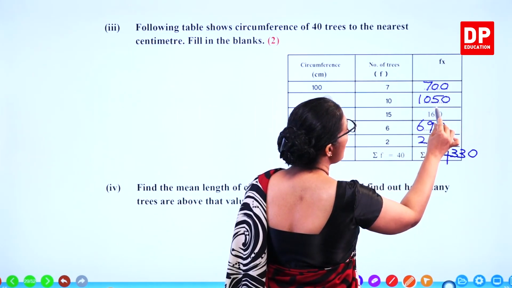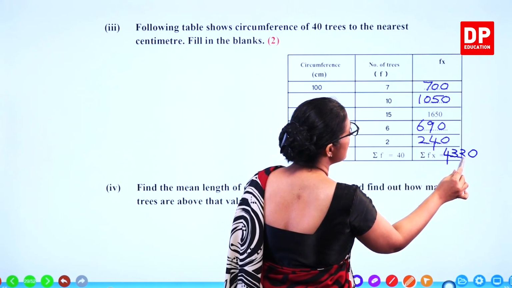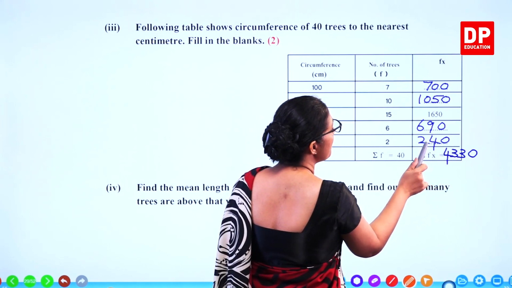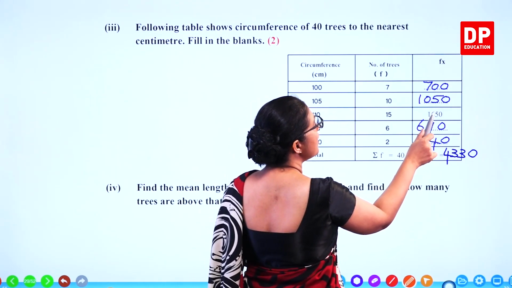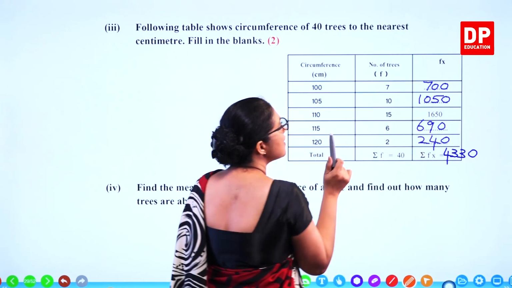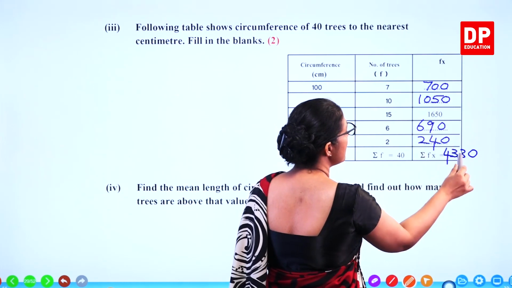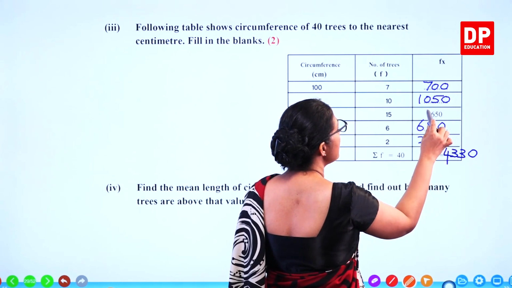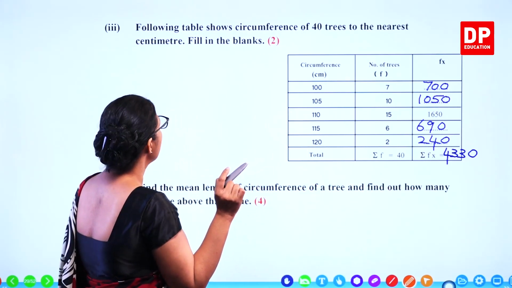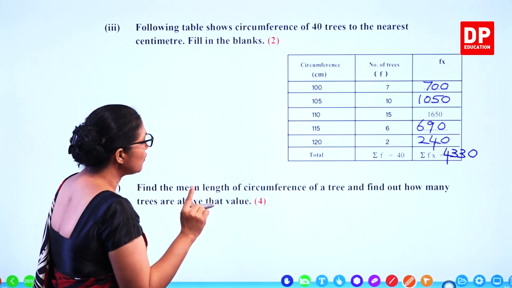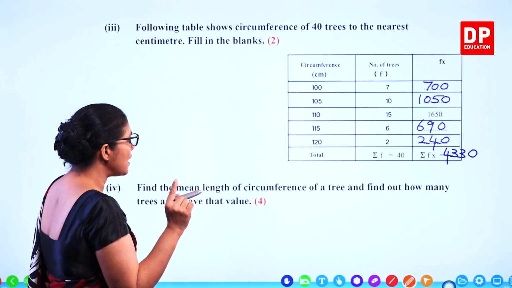0, 5, 5, 10, 19, 23. 2 remaining. 4, 10, 16. 16 plus 4, 20, 23. 2 remaining. 3, 4. 4,330. Find the mean length of circumference of a tree and find out how many trees are above that value.